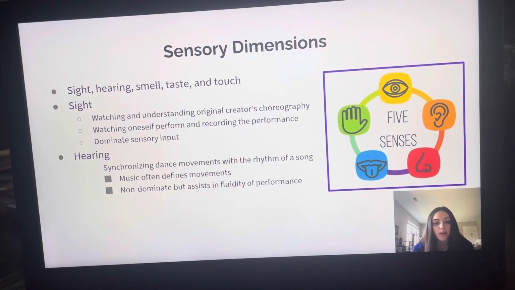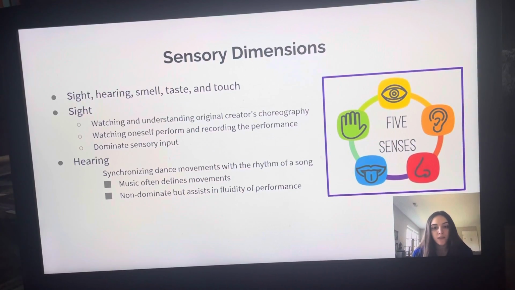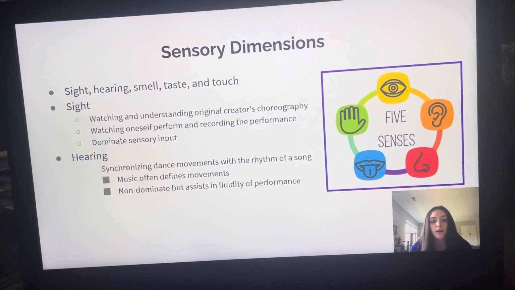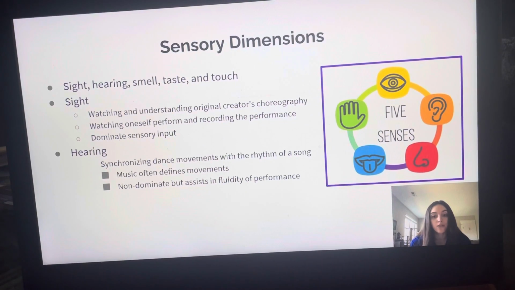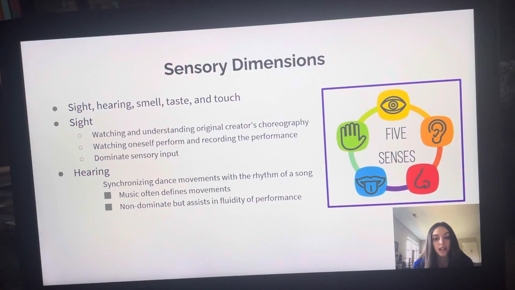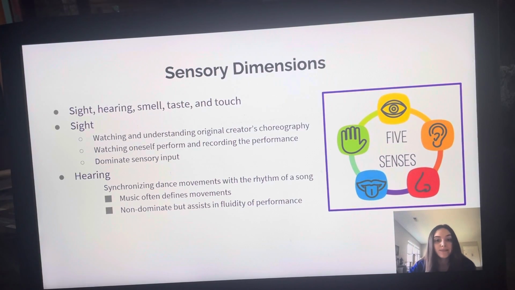Hearing is going to be the second most dominant. It's necessary for creating fluidity in the dance movements and synchronicity between the dance and the music. Music often defines the movements in these dances because they are choreographed to trendy, popular songs. So although this isn't completely necessary to participate, it does assist in fluidity of movement.